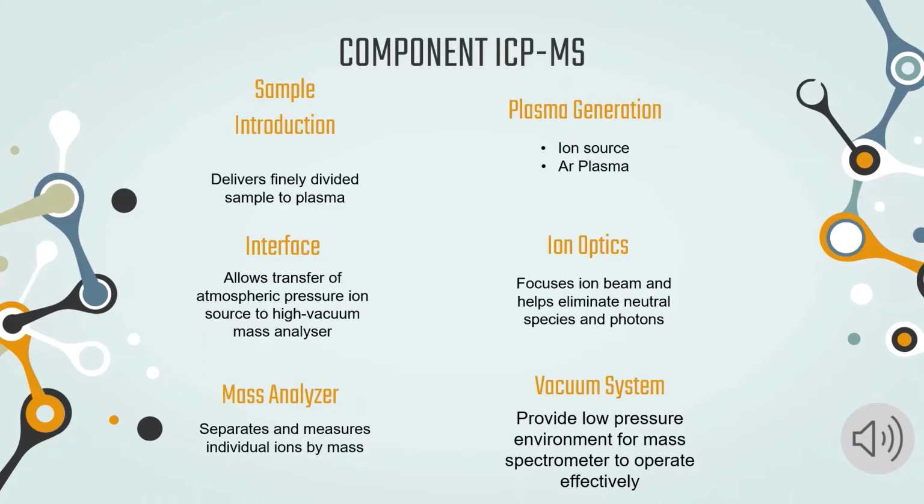The next one is ion optics, which focus the ion beam and help eliminate neutral species and photons. The next one is the mass analyzer, which spreads and measures individual ions by mass. The last one is the vacuum system, which provides a low pressure environment for the mass spectrometer to operate.